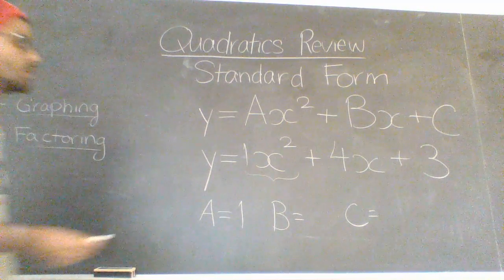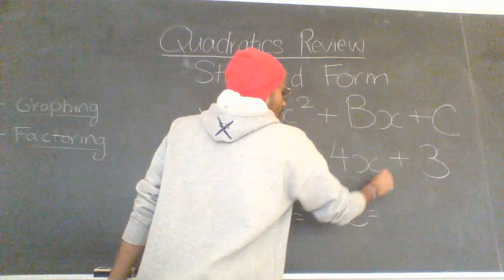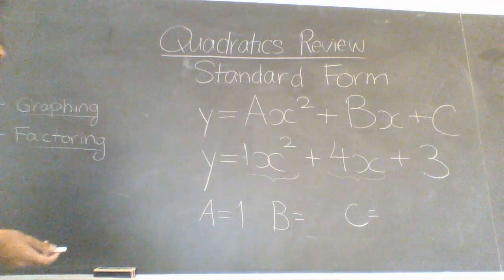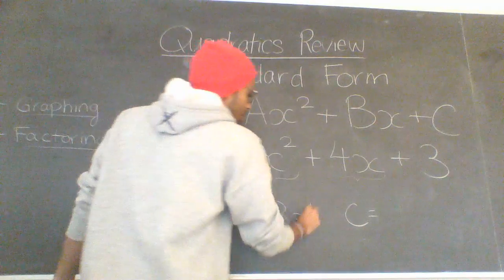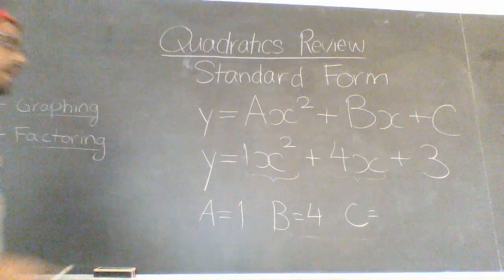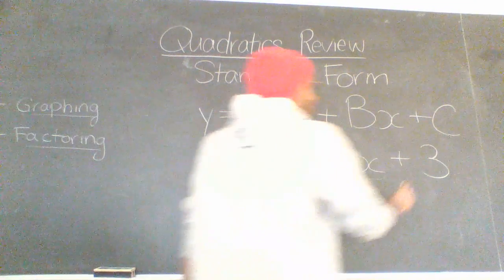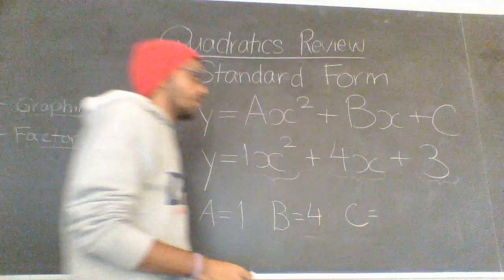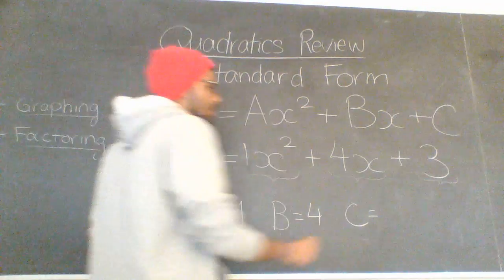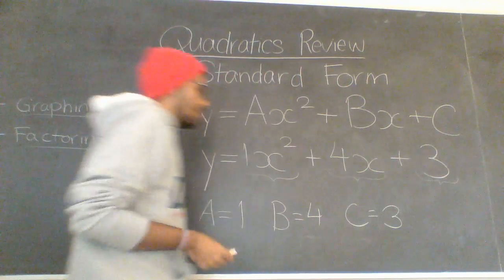Okay, your b value, you look at the term that has an x in it, and you look at the number that's attached to it. So in this case, our b value would be 4. And the last one, for our c value, it's the number that's by itself with no x attached to it. So in this case, c is 3.